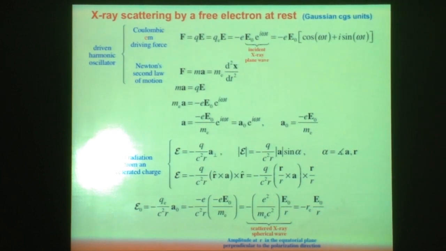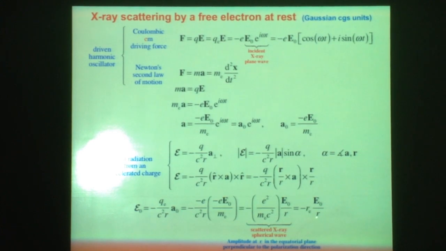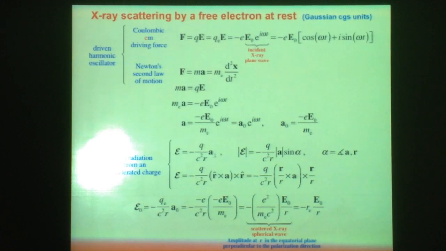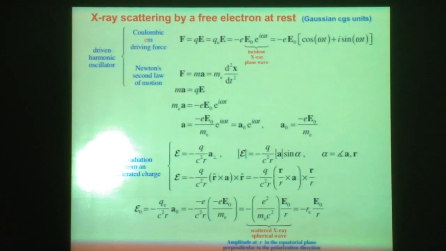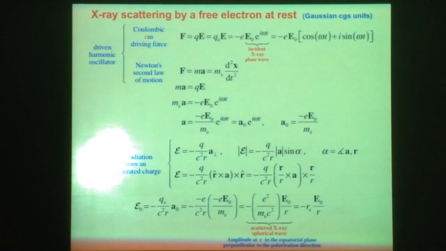So the scattered amplitude is weaker the farther away we are to observe it. So it's diminishing with distance because we're talking about a spherical propagation. So the constant factor is this one that's symbolized r sub e. Right? It's this collection of elementary constants, e squared over mc squared, mass of the electron times the square of the velocity of light.